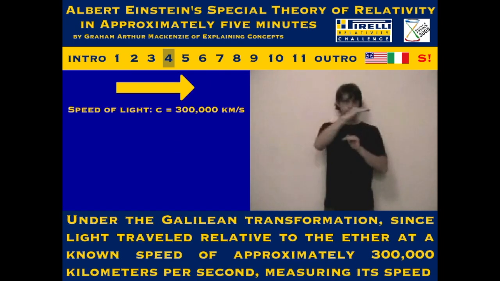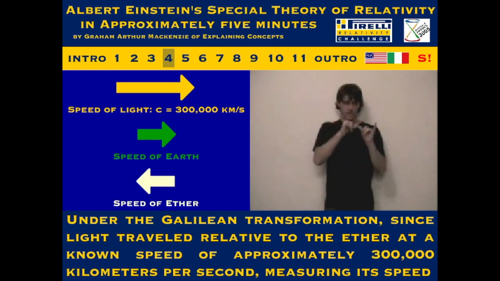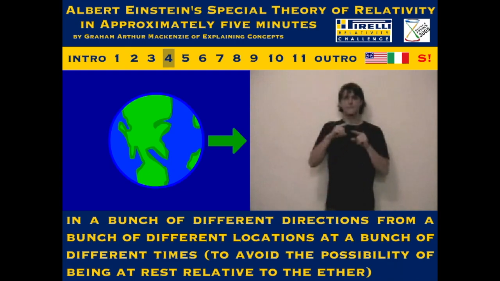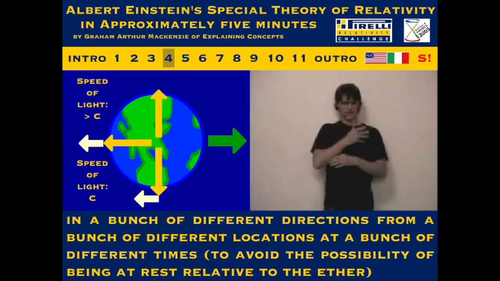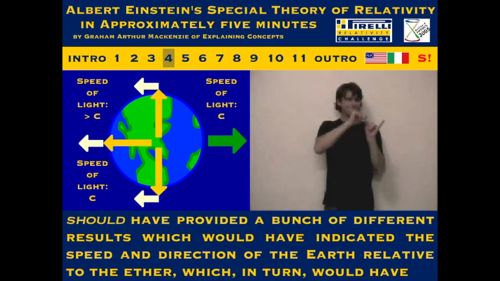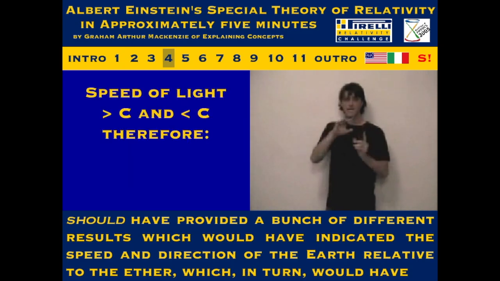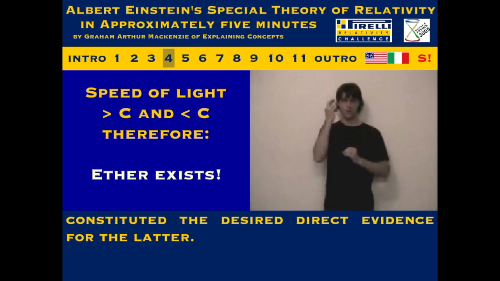Under the Galilean transformation, since light traveled relative to the ether at a known speed of approximately 300,000 kilometers per second, measuring its speed in a bunch of different directions, from a bunch of different locations at a bunch of different times, to avoid the possibility of being at rest relative to the ether, should have provided a bunch of different results, which would have indicated the speed and direction of the Earth relative to the ether, which, in turn, would have constituted the desired direct evidence for the latter.